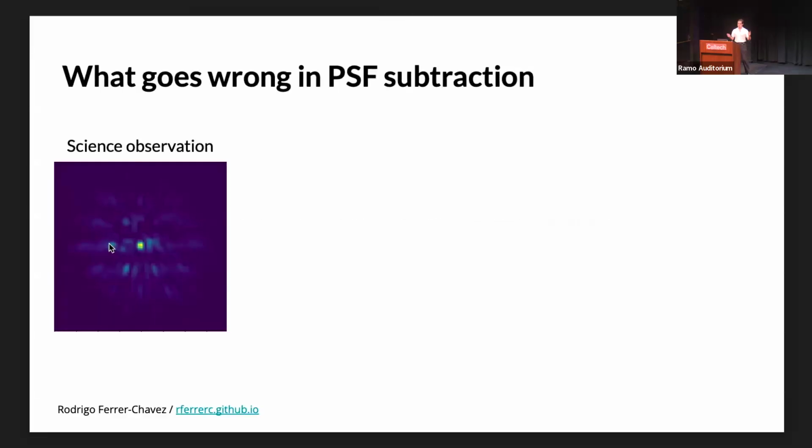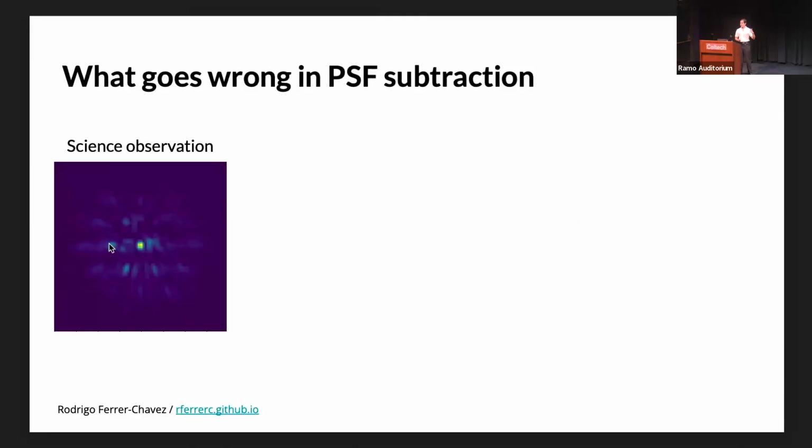Now, everyone hates PCA now, right? But let's say that we don't. And let's say what goes actually wrong with it, but at a more fundamental level. First, we have a science observation, right? And this is an example of a real observation from JWST. This is what the PSF looks like on the JWST NIRCam coronagraph.